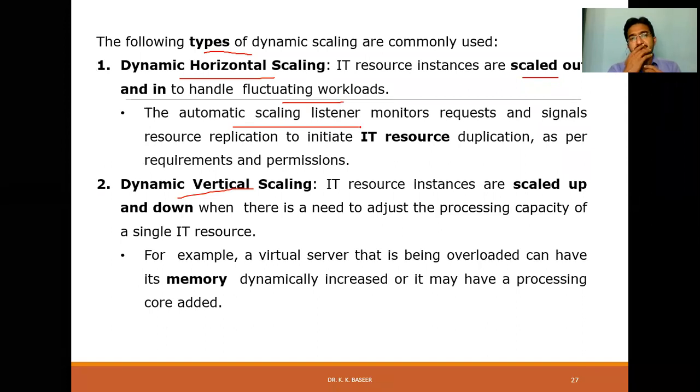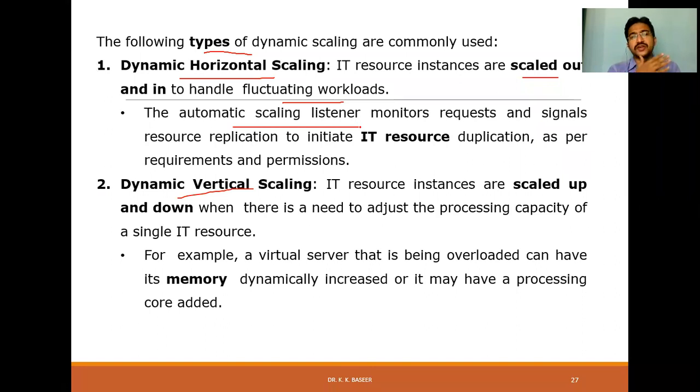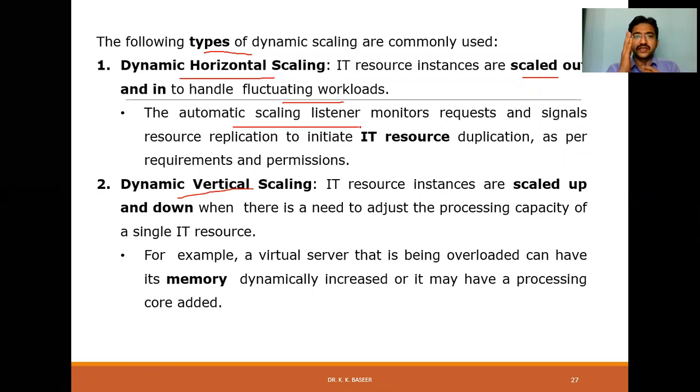If you remember the workload distribution, we have a listener in the middle of the cloud consumer and cloud provider. We have a listener, right? In the same fashion here, the automatic scaling listener monitors the requests and signals resource allocation to initiate IT resource duplication as per the requests and permissions. So with the help of this automatic scaling listener, it will take care of the scale out and scale in. That is, it can be enlarged or reduced based on the requests from the cloud consumers.